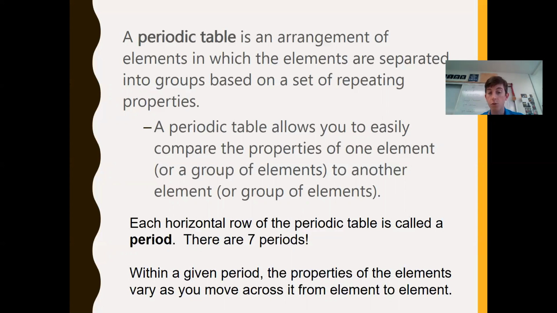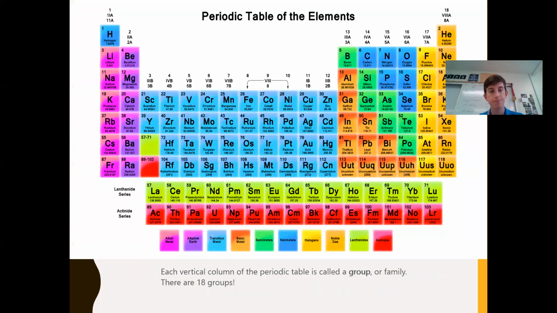The horizontal rows are called periods, and there are 7 of those. And within a given period, the properties vary. So there's really, we'll talk about orbitals as time goes on, but other than that, there's not much in common, especially in terms of properties as far as across a period goes.